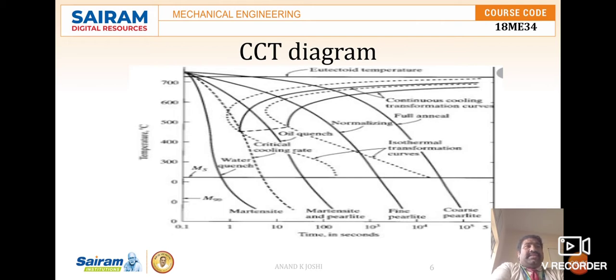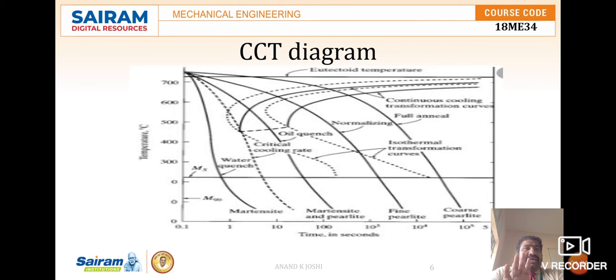This CCT diagram records the progress of transformation with reducing temperature for a series of cooling rates. These diagrams are also used for representing the type of changes that occur when a material is cooled at different rates. CCT diagrams are produced by determining the microstructure produced in steel at various rates of cooling. For example, in this figure you can observe the diagram for 0.8% plain carbon steel.